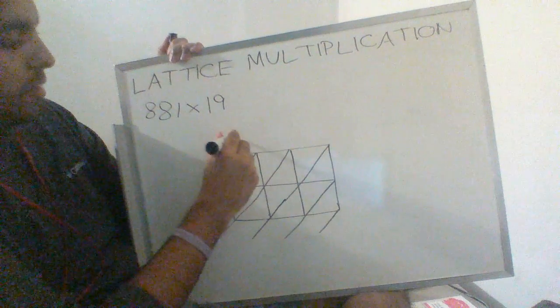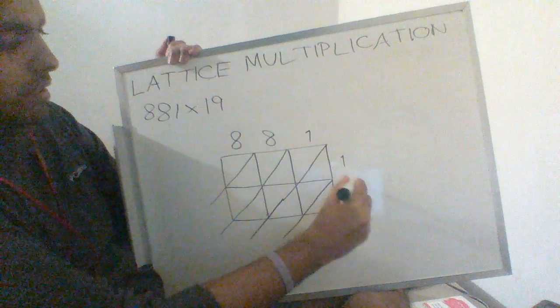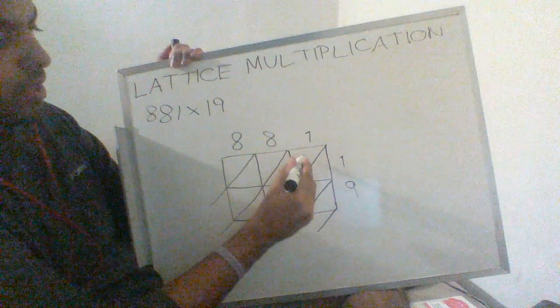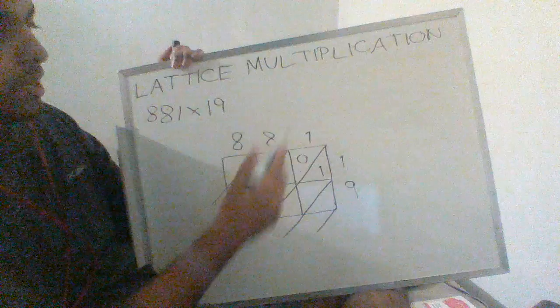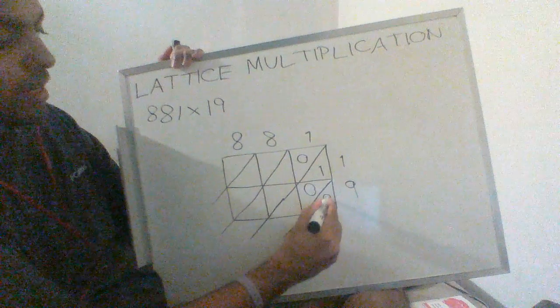Alright, so now we've got to put our numbers in. So we put 881 times 19, and we go from there. So 1 times 1 is 1, so we leave a 0 in the tens place, and we put a 1 down there. And we do 1 times 9 is 9, so 0 in the tens place, and a 9 down there.